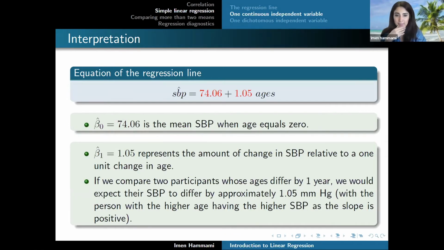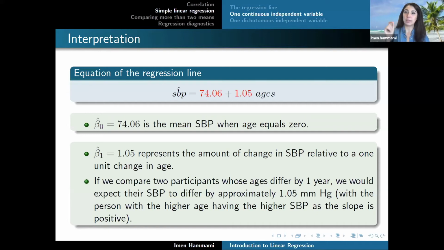Okay, so what does that mean? Beta equal to 1.05 means, for 1 year, if you are 1 year older in this population, you will have 1.05 higher SBP. Okay, so I'm going to say it again. For a 1 unit increase in age, which is if you are 1 year older, you are going to have 1.05 millimeter of mercury higher SBP. This is how it goes.